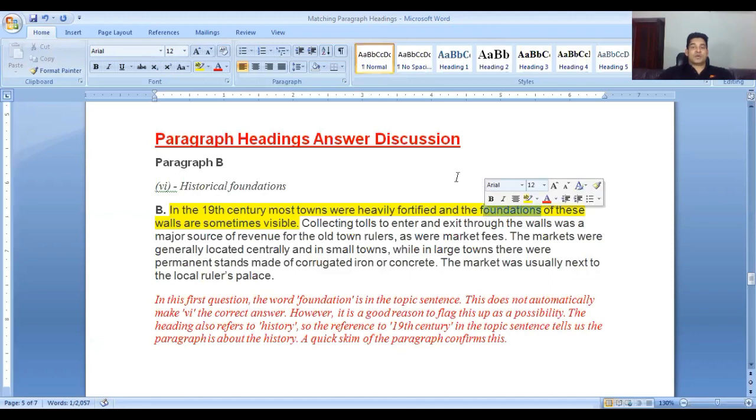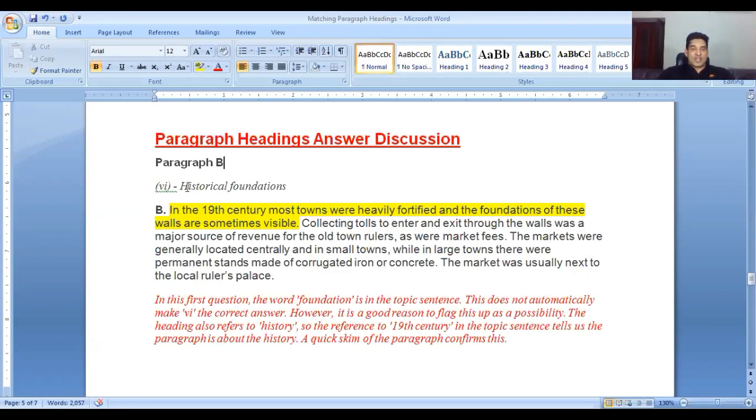Got it? So this does not automatically make VI the correct answer. However, it is a good reason to flag this up as a possibility. The headings also refer to history. So the reference to 19th century in the topic sentence tells us the paragraph is about the history. A quick skim of the paragraph confirms this.